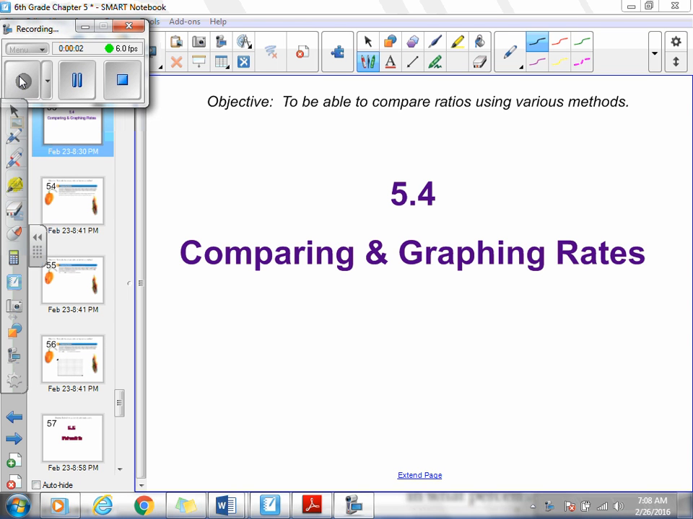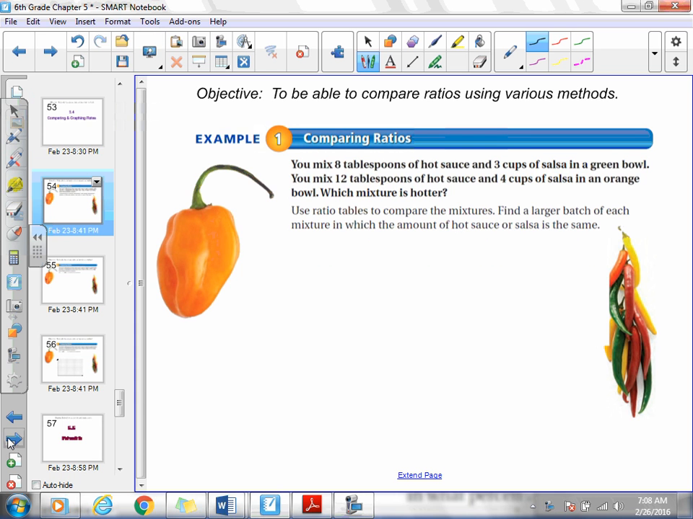Your goal after watching this video is to have a variety of ways that you can use to compare rates. And the new one that we're going to talk about is graphing. Alright, so we're going to do the same problem about hot sauce and salsa, but we're going to solve it a variety of different ways.